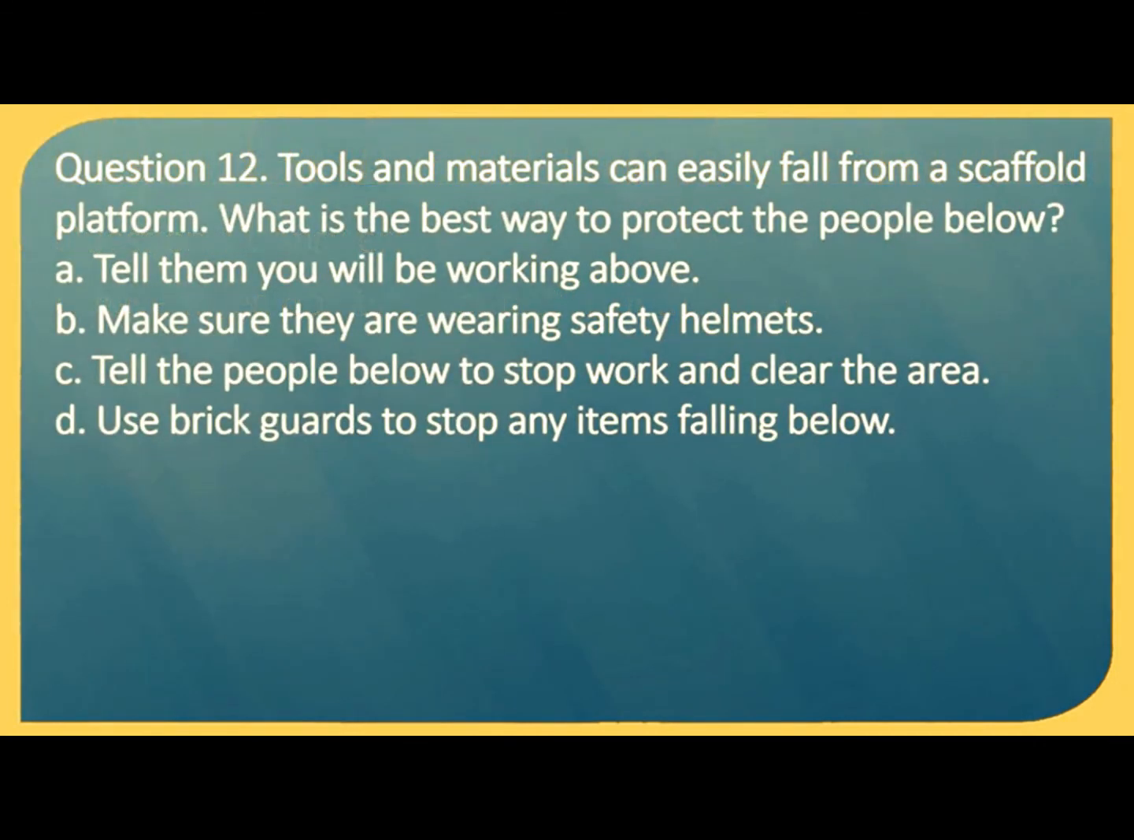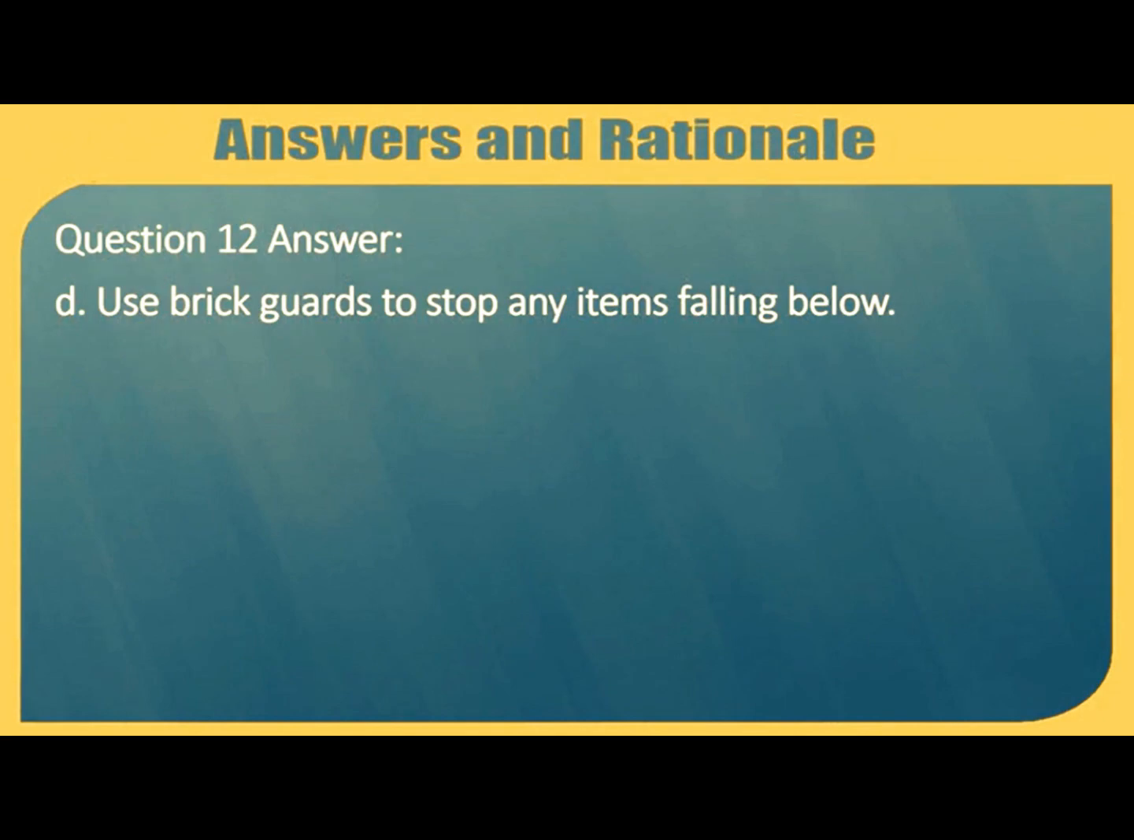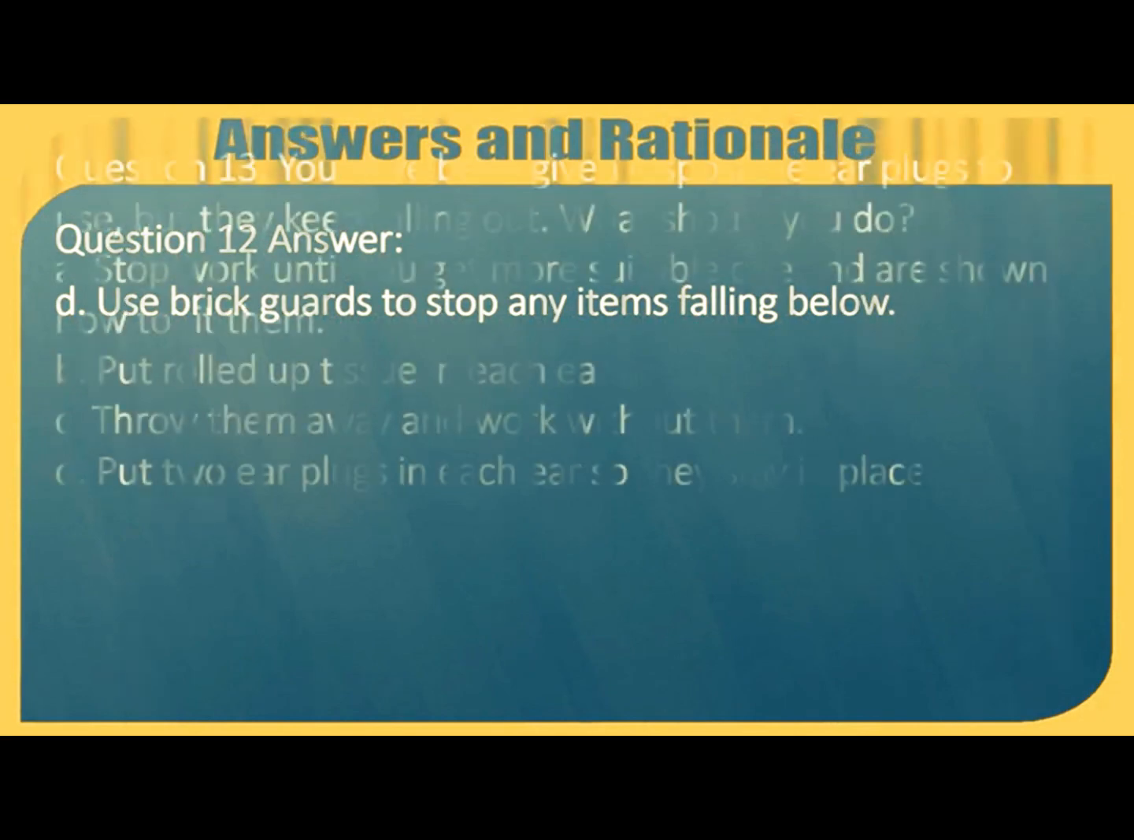Question 12. Tools and materials can easily fall from a scaffold platform. What is the best way to protect the people below? A. Tell them you will be working above. B. Make sure they are wearing safety helmets. C. Tell the people below to stop work and clear the area. D. Use brick guards to stop any items falling below. Question 12. Answer: D. Use brick guards to stop any items falling below.